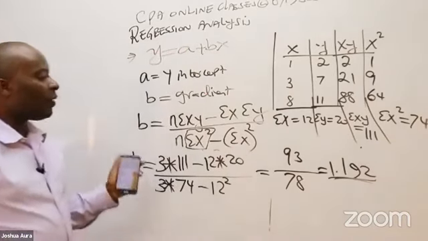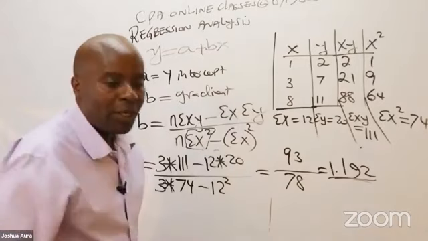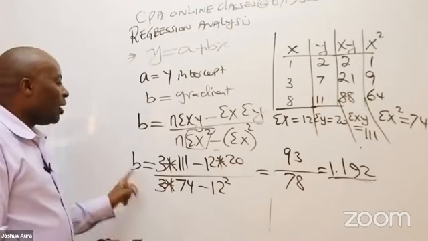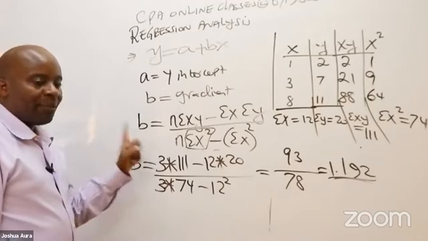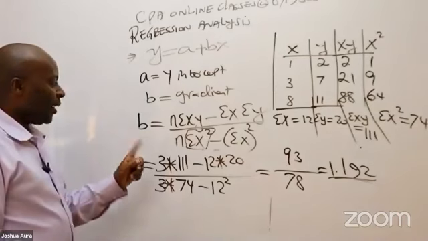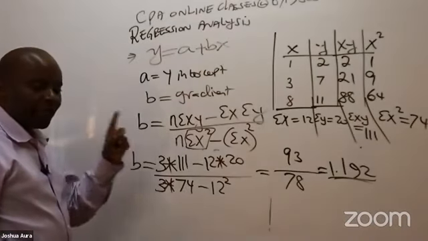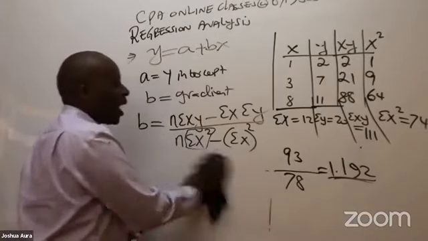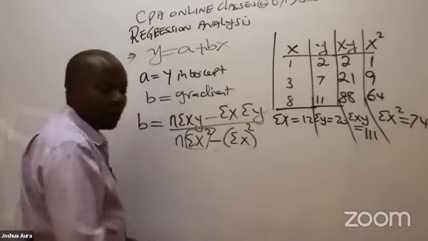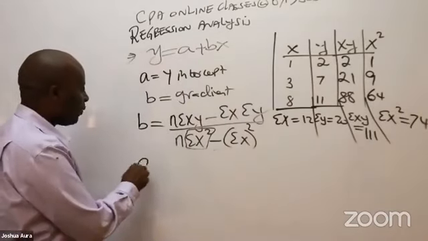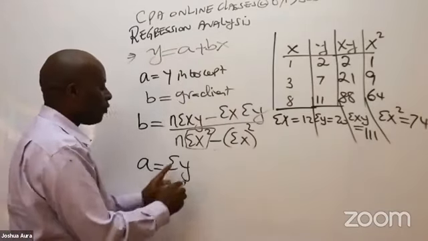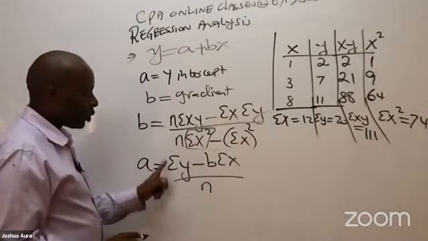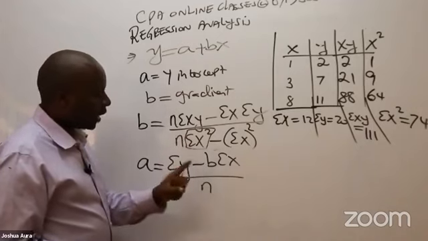And once I've gotten the value of B, ladies and gentlemen, what I need to do now is to get the value of A. B is a prerequisite, something that we need in advance for us to be able to get A. So how do we get our A? For us to get the value of A, we'll talk of summation of Y minus B summation of X, all over N.